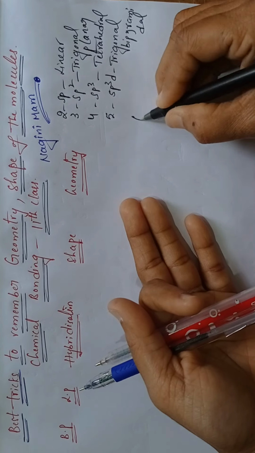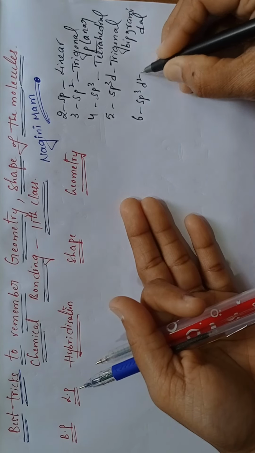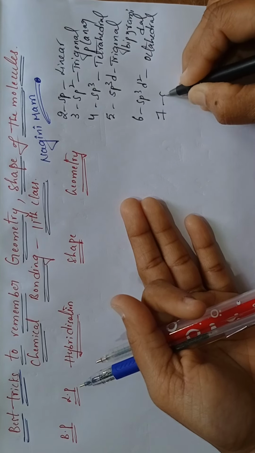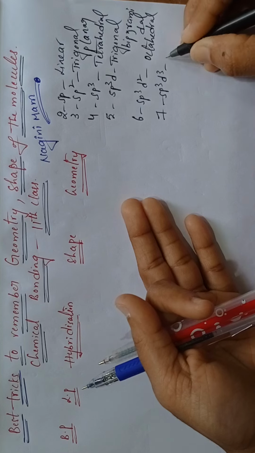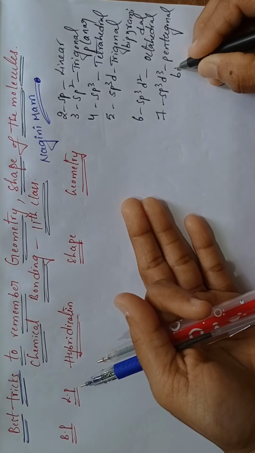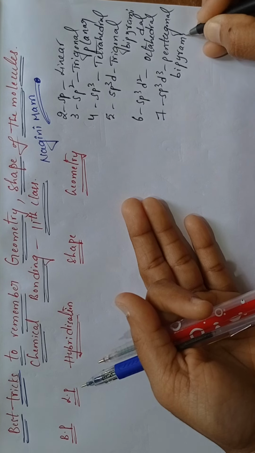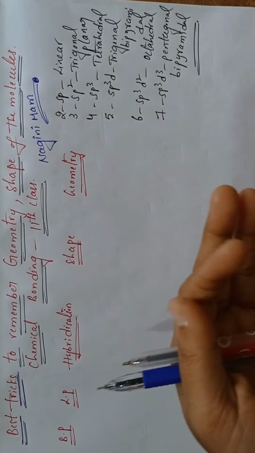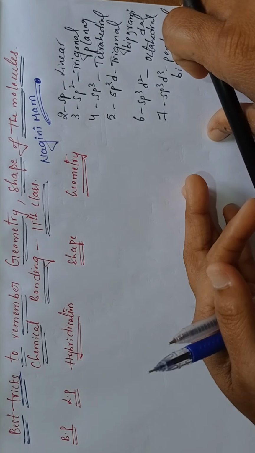Trigonal bipyramidal shape. 6 means sp3d2, octahedral shape. 7 means sp3d3, this is pentagonal bipyramidal shape. This table you have to remember. This is according to the hybridization topic.